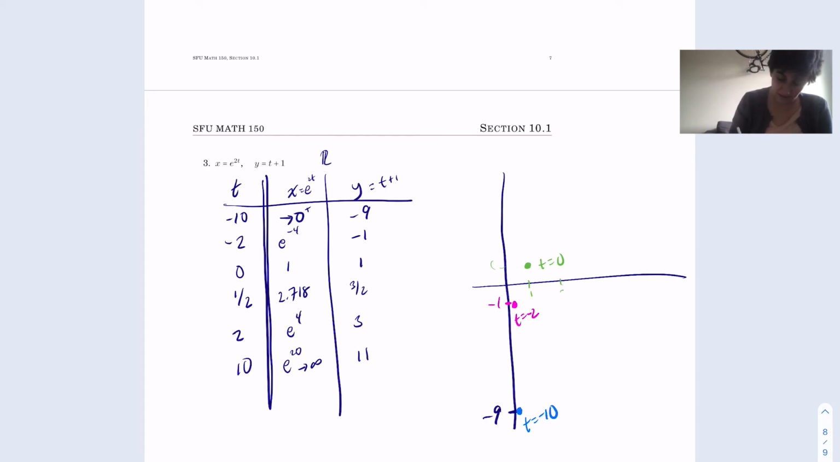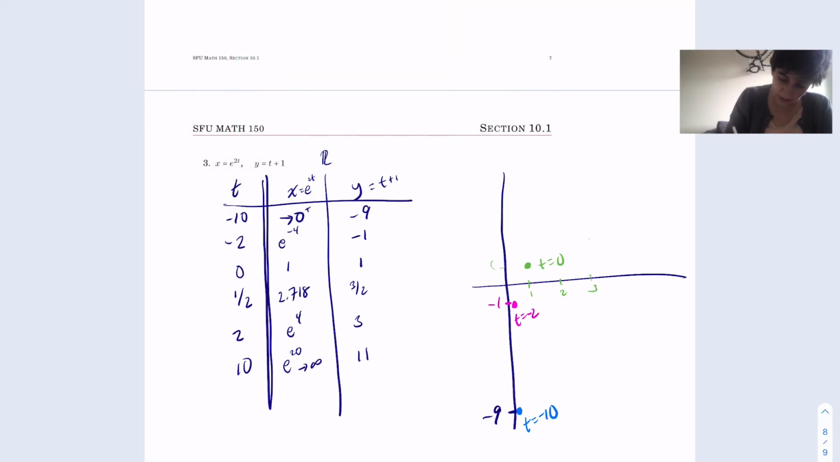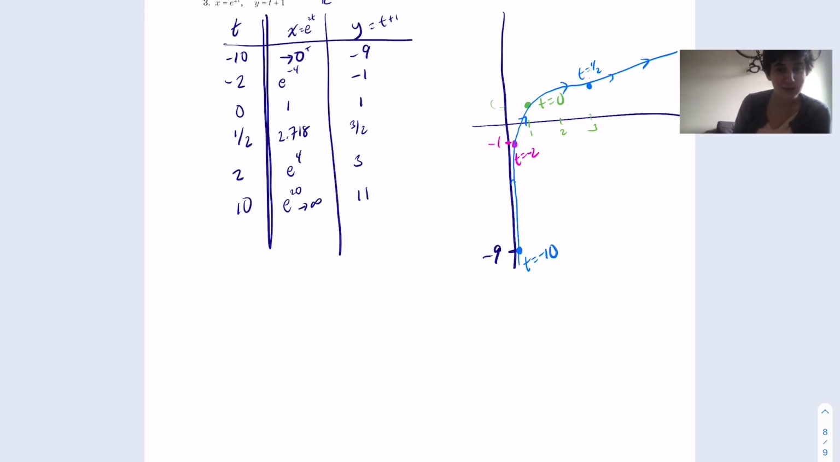T equals 1/2, so there's 1, 2, there's 3. So we're getting bigger. And this is 3/2, so that's not that much bigger. Okay. And you kind of see this logarithmic shape developing, hopefully. E to the 4th, we're getting bigger. And we're just kind of drawing it out like this. Okay. Eliminating our variable to show what's going on here. Absolutely. We're getting our logarithmic shape.